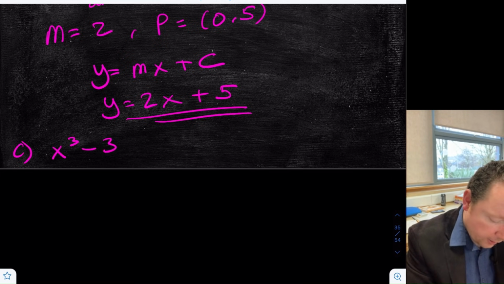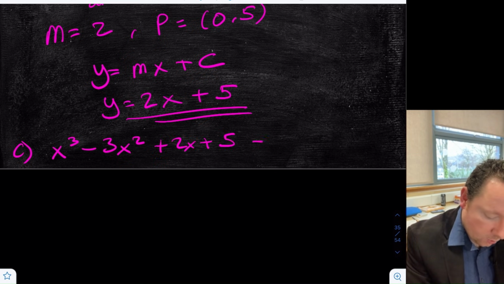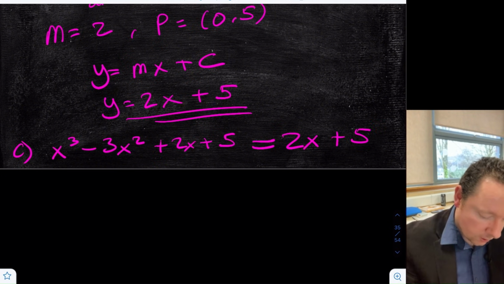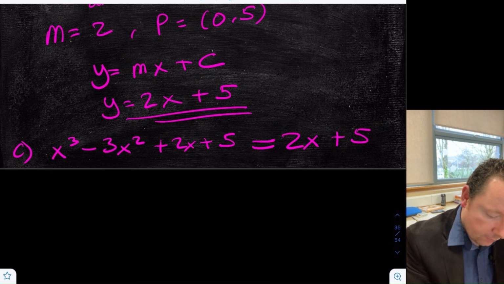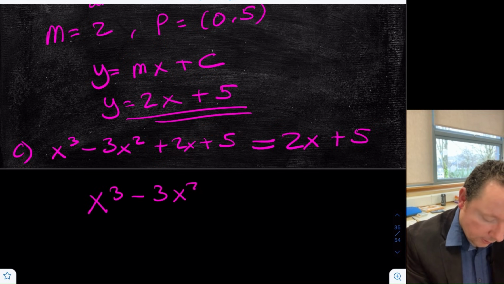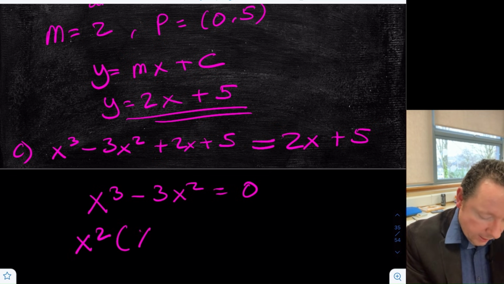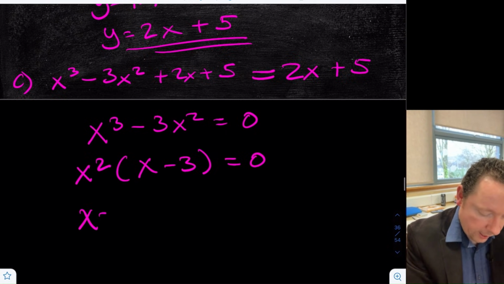x cubed minus 3x squared plus 2x plus 5 was our curve. It's equal to 2x plus 5 at points of intersection. So we can solve that quite easily. If we take it over, minus 2x minus 5, they disappear. So that just leaves me with x cubed minus 3x squared equals 0. Common factor of x squared, so you get x squared times x minus 3. So that means x squared equals 0, so x equals 0, or x minus 3 is 0, so x equals 3.